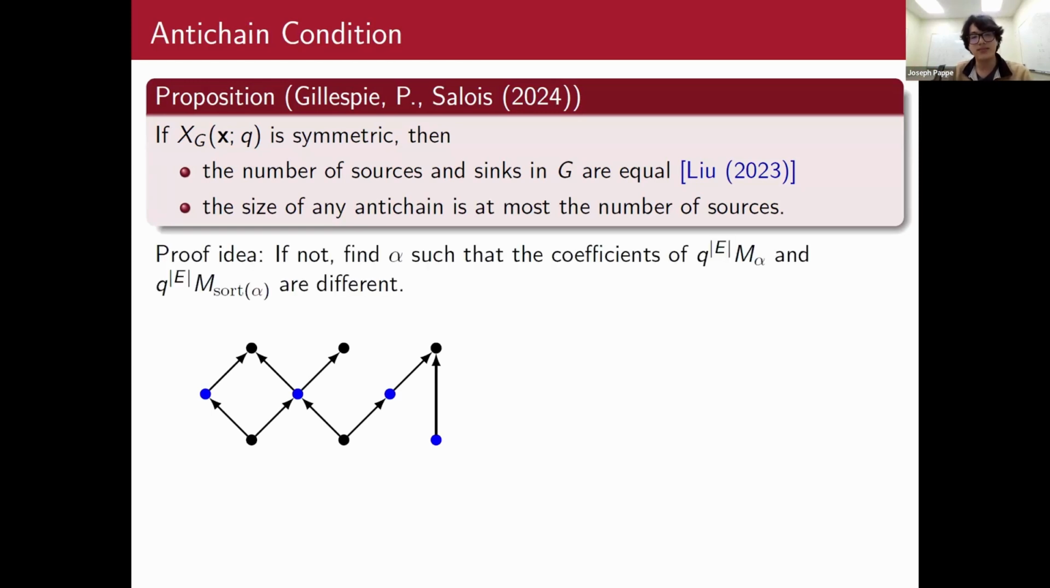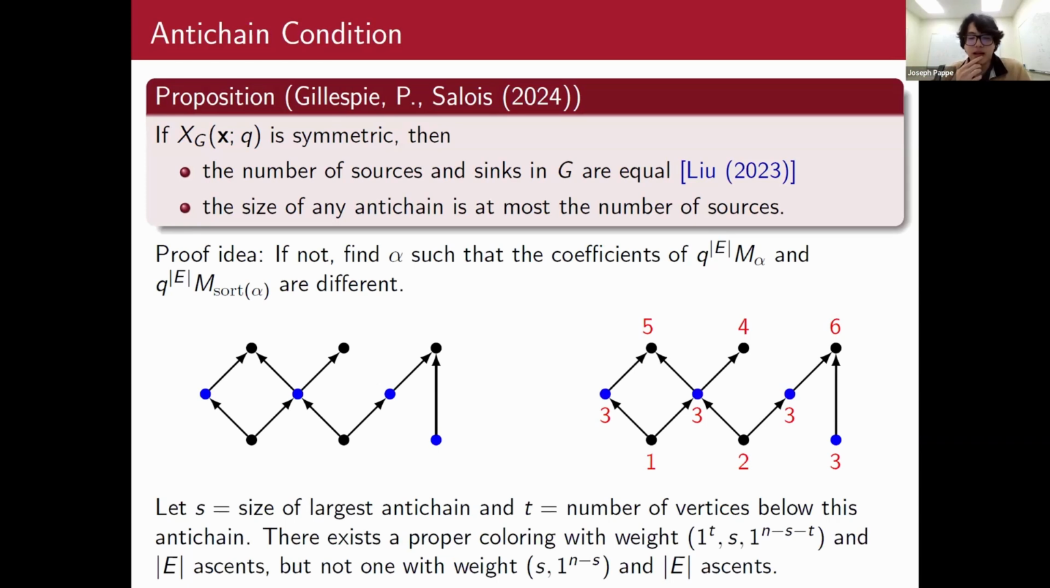And the way to prove this is to find a composition alpha, or a tuple of positive integers alpha, such that the coefficient of q to the number of edges m alpha and q to the number of edges m of the reverse of alpha are different.